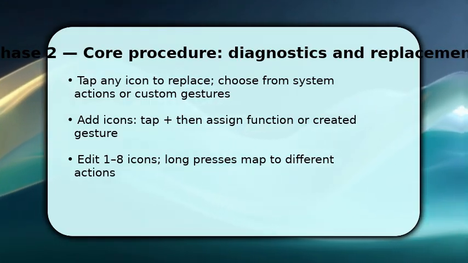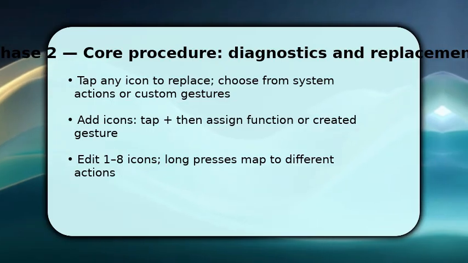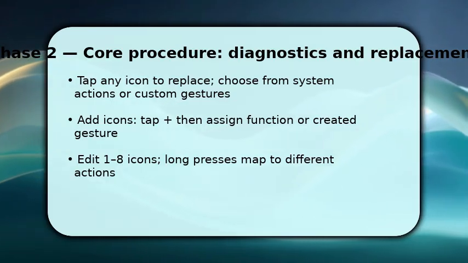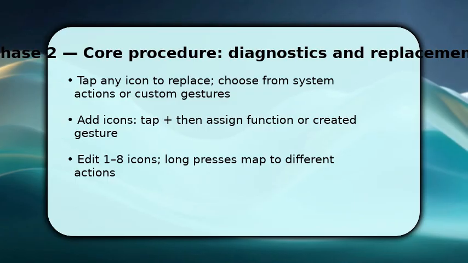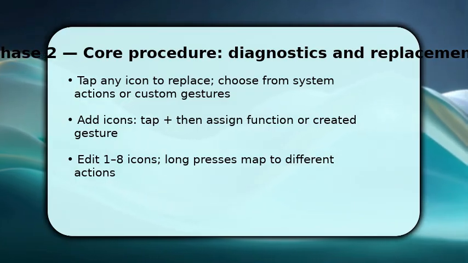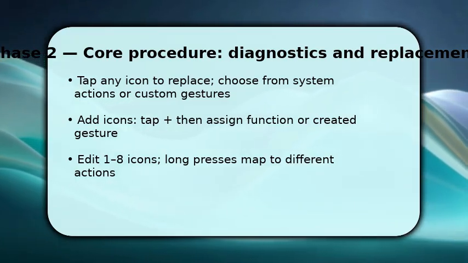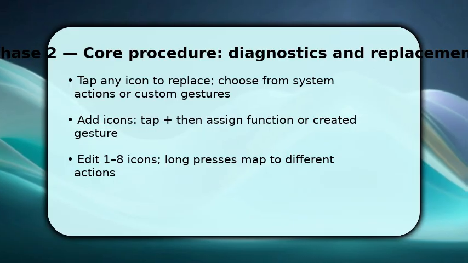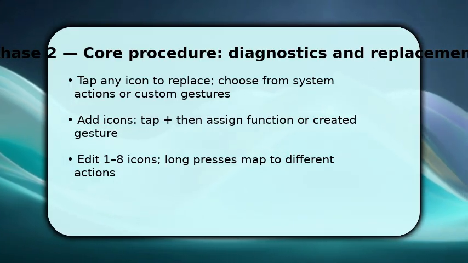Once in the top-level menu, tap an existing icon to replace it or tap the plus sign to add a slot. iPhone allows up to 8. Choose from system actions like volume, screenshot, or create a custom gesture. That's how you record multi-finger swipes or taps. Make sure to name custom gestures clearly so you remember what they do.